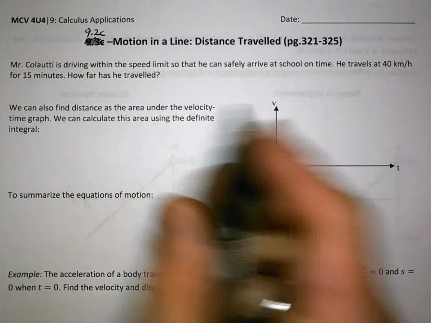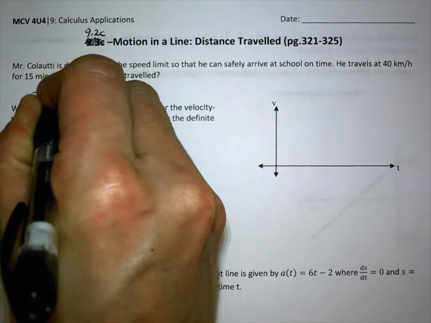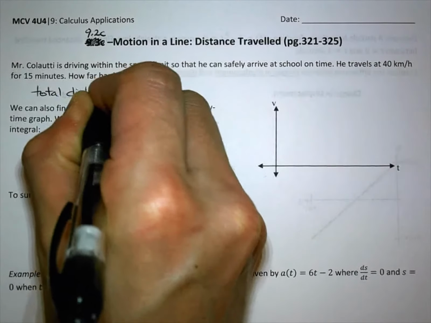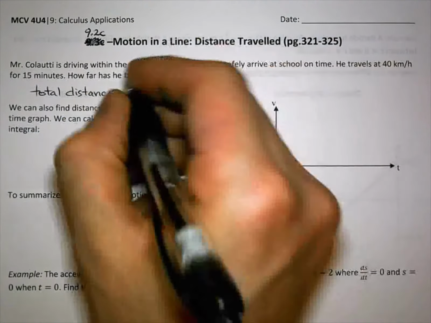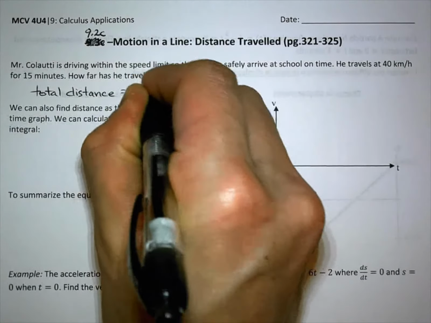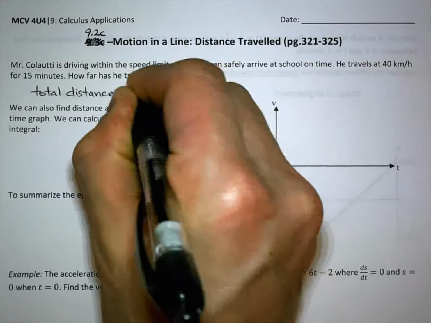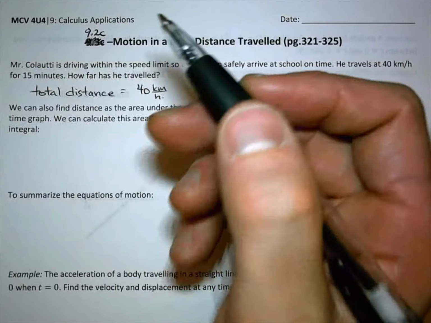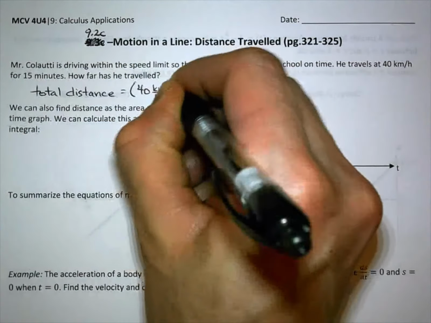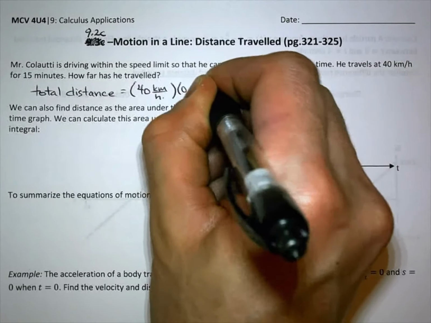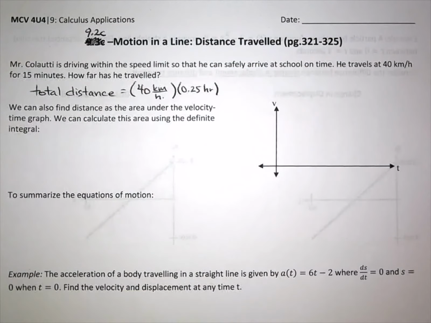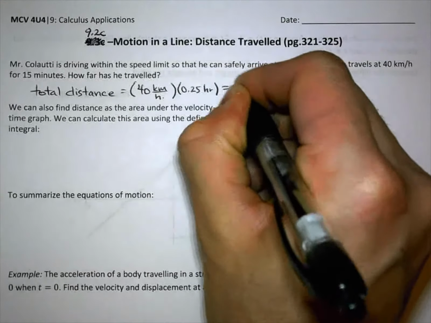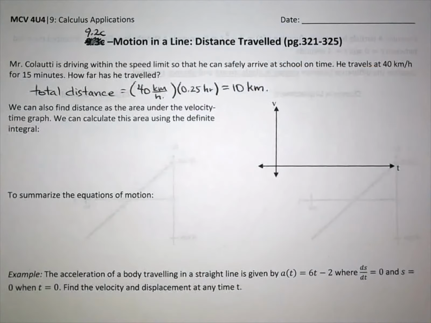Distance traveled. Well, even if you haven't taken physics, even if you haven't learned any formulas here, you can probably reason through this. Mr. Claudia is traveling at 40 kilometers per hour, and he's doing that for 15 minutes, which is a quarter of an hour. So I'm going to multiply this by 0.25 hours. And if I do the math, 40 times a quarter gives me 10. So I would guess he drives 10 kilometers.